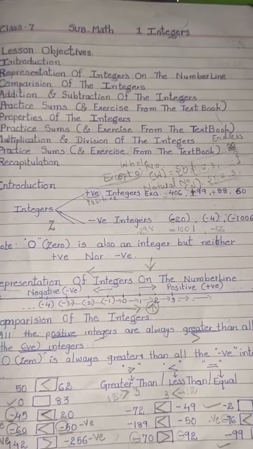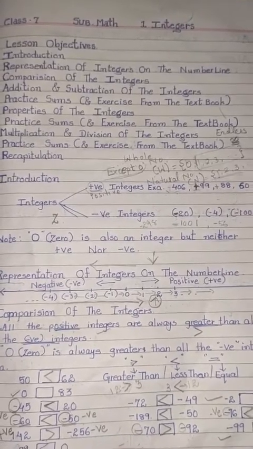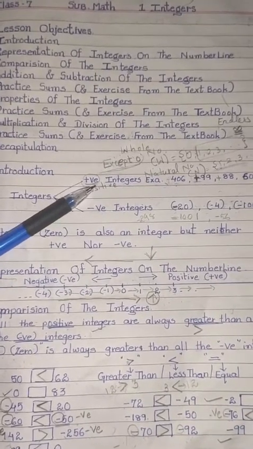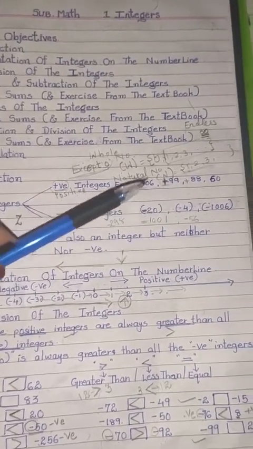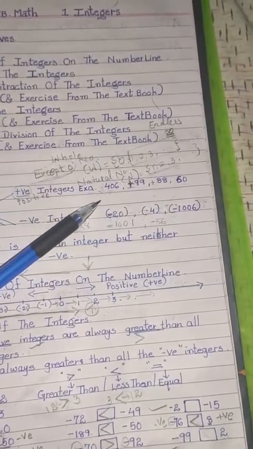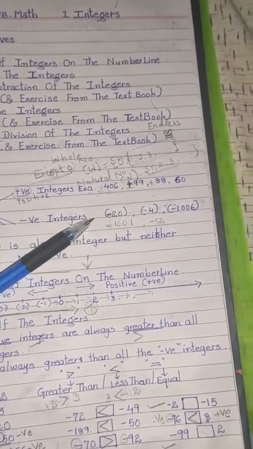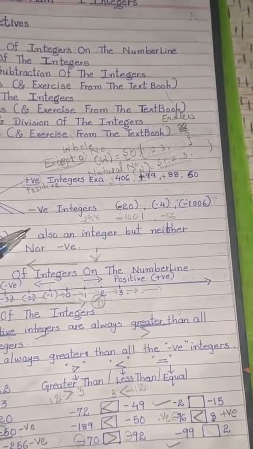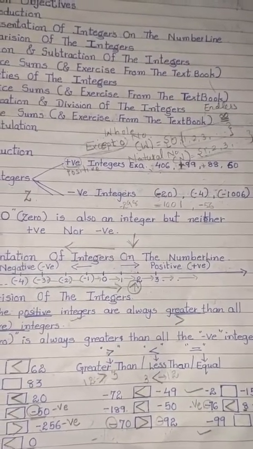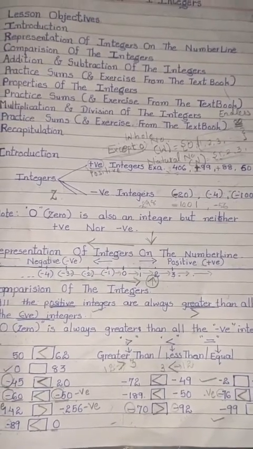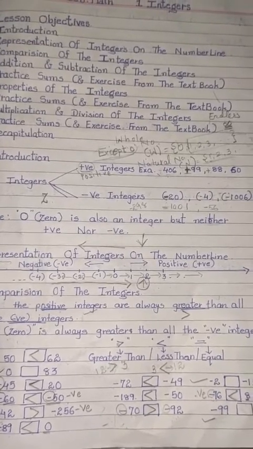So, before starting with today's class, let's take a quick recap. What have we studied? Integers. There are two types of integers, positive and negative. Positive integers are all the natural numbers with the plus sign or with no sign, and all the natural numbers with minus sign are known as negative integers. What about 0? 0 is neither positive nor negative. So while you have to write 0, simply you will write 0. You are not going to put any sign with 0.